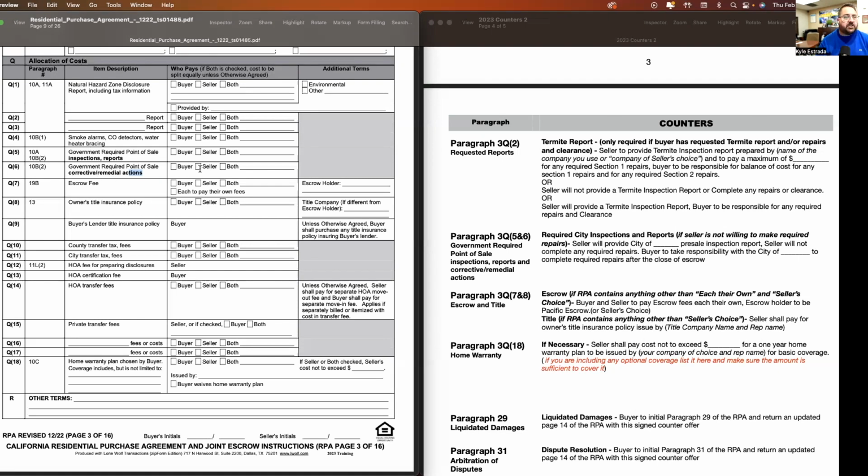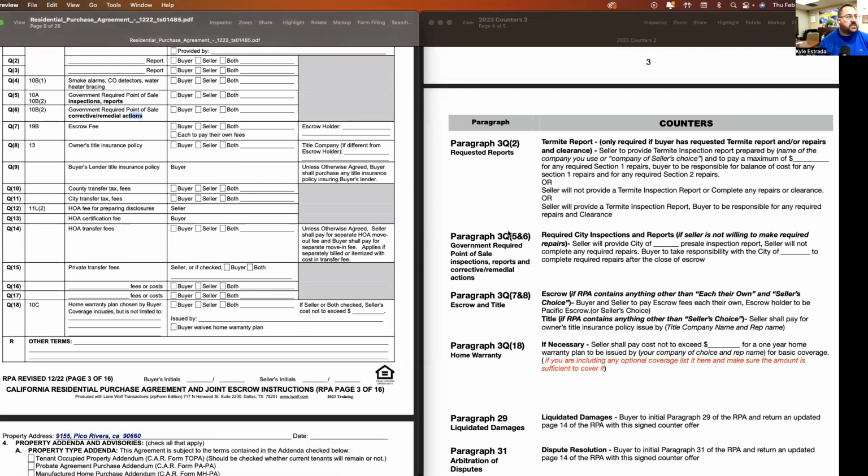Okay. So the inspections, seller has to do the report. Just counter back that they're going to be responsible for the clearance. So for escrow and title, really the counters that we're looking at there is buyer and seller to pay escrow fees each their own, escrow holder to be Pacific Escrow or seller's choice, whatever it is you're using.